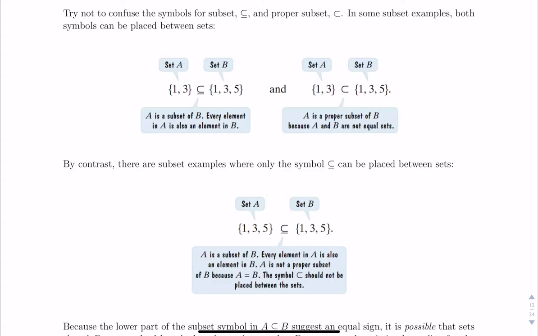Now, if I were looking at set A is 1, 3, 5, and set B is 1, 3, 5, we can only use the subset notation because they are the exact same set, and so they are not proper.